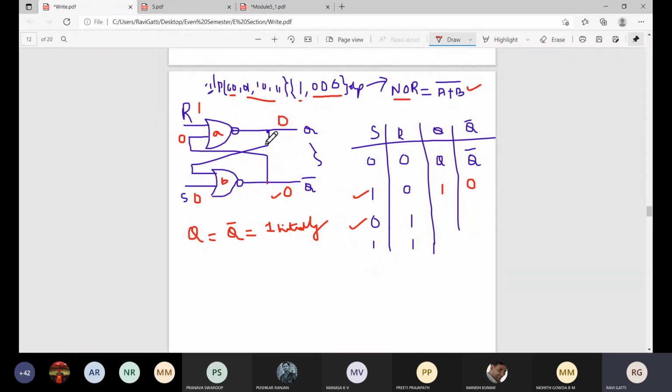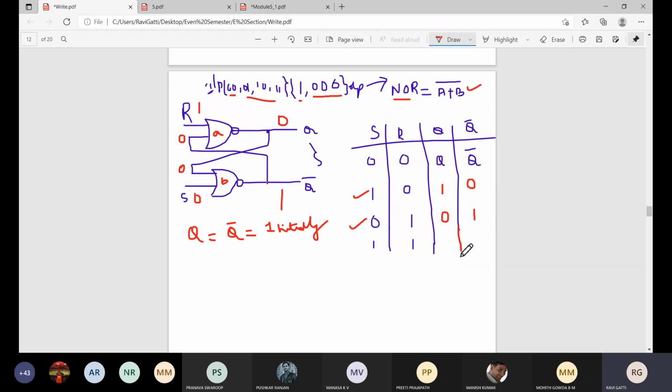So what is the output? You can see now it is 0 and S is equal to 0. So what is the output of this B gate? 0 NOR with 0. What is the output? 1. Very good. So it will become 1. Therefore, you can see when S is equal to 0 and R is equal to 1, your Q has become 0 and Q bar is equal to 1.